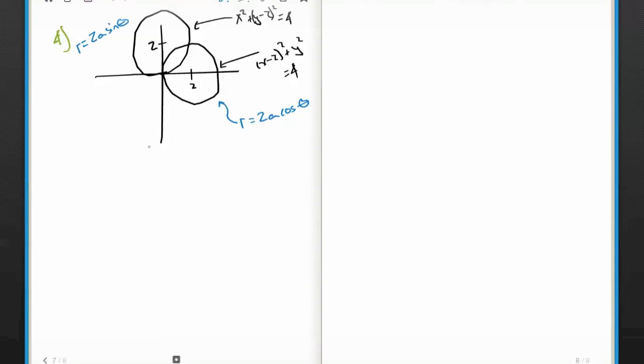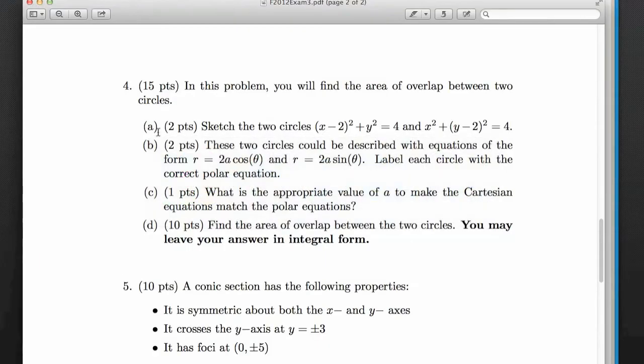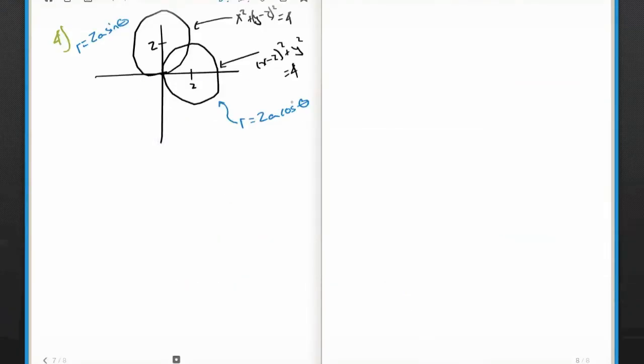Now the next part of the question, let's check that. So here we sketch the two circles. We know that the one on the x-axis is cosine, the one on the y-axis is sine. We label each circle. The next part is what is the appropriate value of a to make the Cartesian equations match the polar equations. All right, so we got to figure out what a is. Well, when theta is 0, cosine of theta is 1. So a really becomes the radius, right? Because I've got to go all the way out to 4 right here.